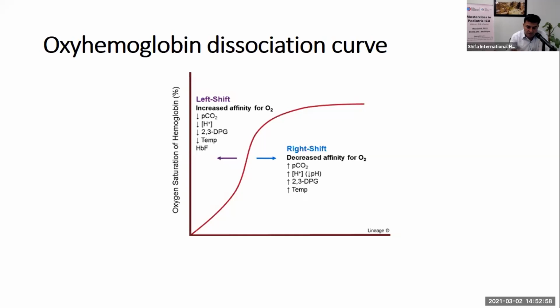While in the left shift, there is increased affinity for oxygen. That means less tissue oxygenation will happen, and it typically happens in patients who have alkalosis, decreased level of 2,3-diphosphoglycerate, and in hypothermia patients, and also in HbF, because it has increased affinity for the hemoglobin.